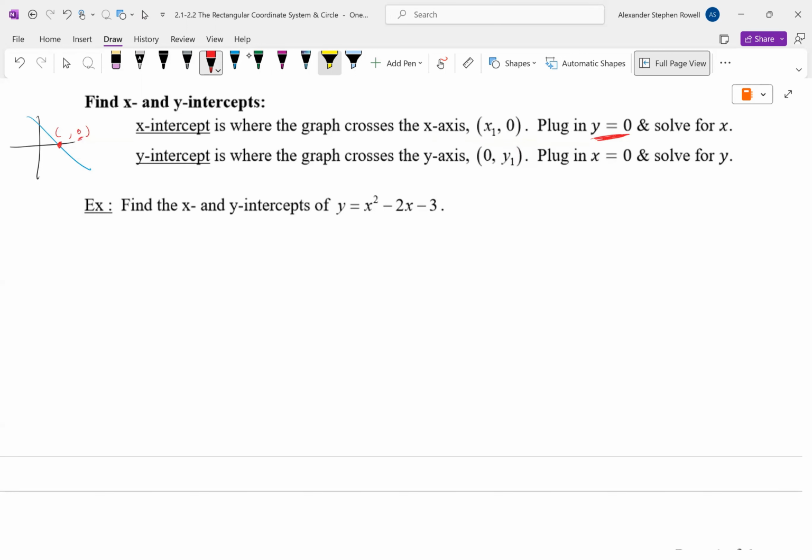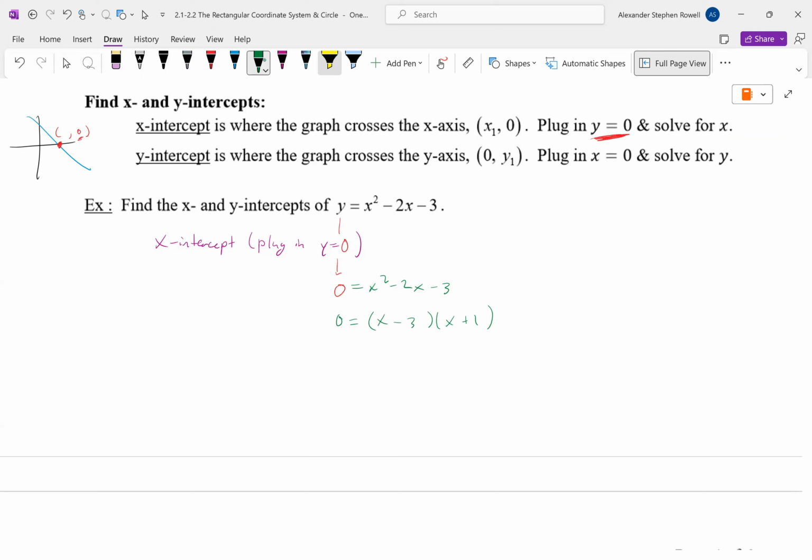Let's practice solving this first problem. What is the x-intercept of this function? We're going to plug in y is equal to 0. 0 is equal to x squared minus 2x minus 3. How do I solve this? Factoring. I get (x minus 3)(x plus 1).